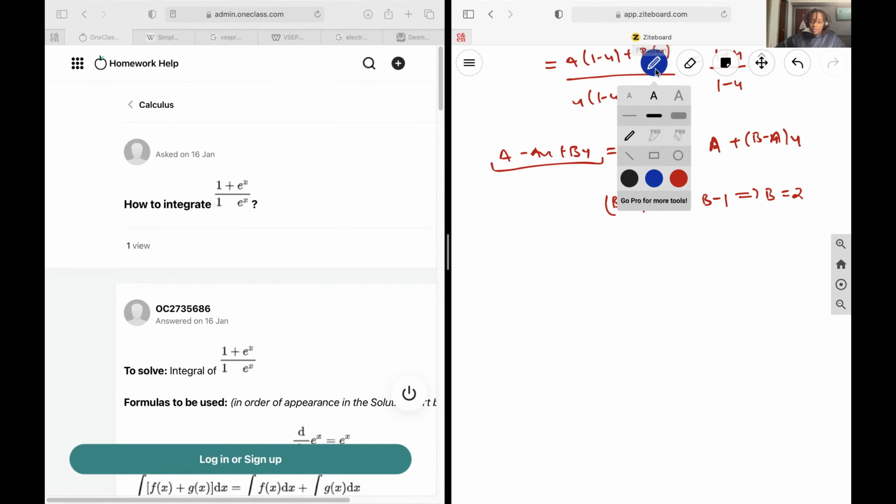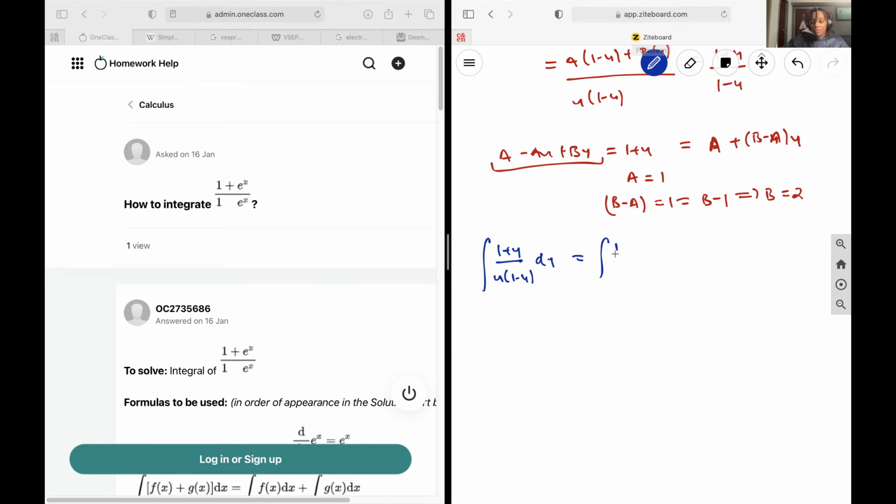Now, all of that will mean that the integral of (1 plus u) over u times (1 minus u) du is going to be the same thing as the integral of 1 over u plus 2 over (1 minus u) du. We're going to separate these into the integral of 1 over u du plus the integral of 2 multiplied by 1 over (1 minus u) du.